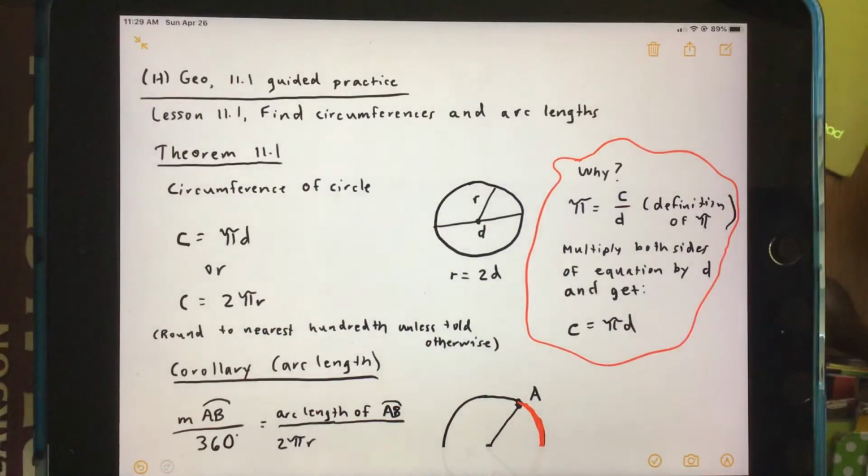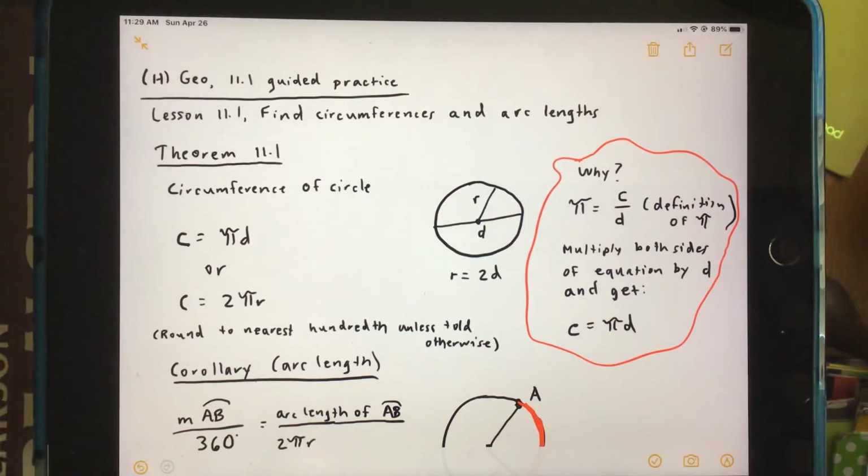Hello, geometry classes. Welcome to a new chapter. So we're going to be taking a look at chapter 11, and we're going to start by looking at how we can find the lengths of circumferences of circles and their arc lengths. So we've got one theorem and one corollary that we're going to be working with in this lesson.